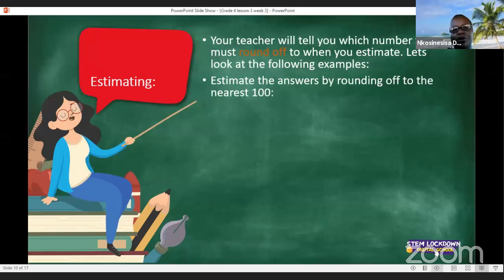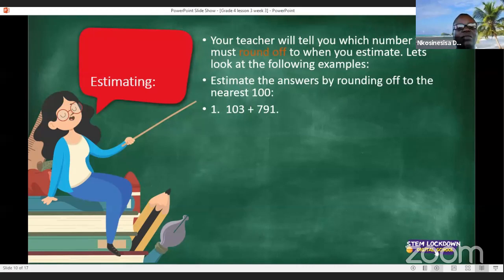Okay, so your teacher will always tell you which number you have to round off to. You'll be told to round off to 10, to 100, or to 1000. So let's look at the example there, 103. The question is: estimate the answers by rounding off to the nearest 100.